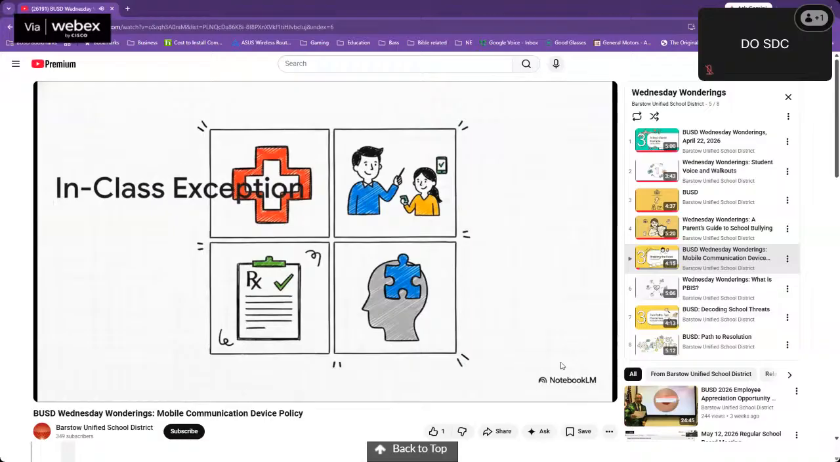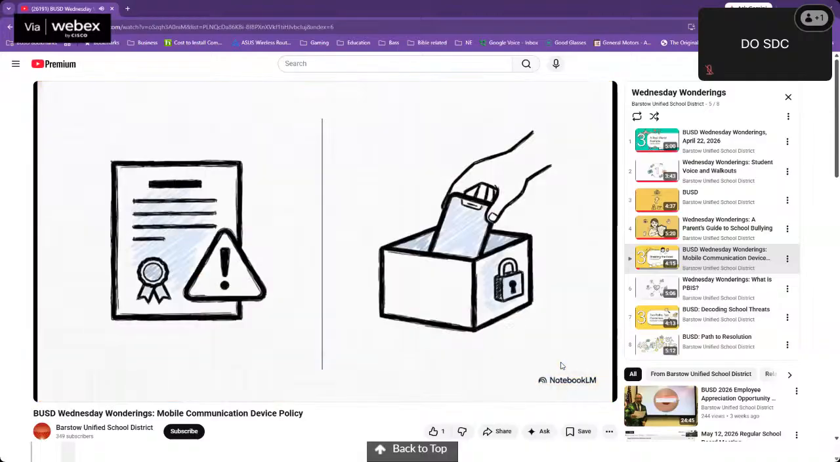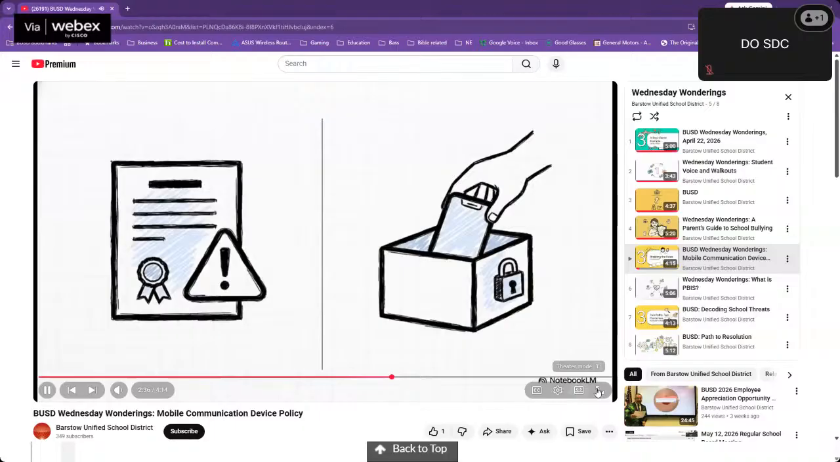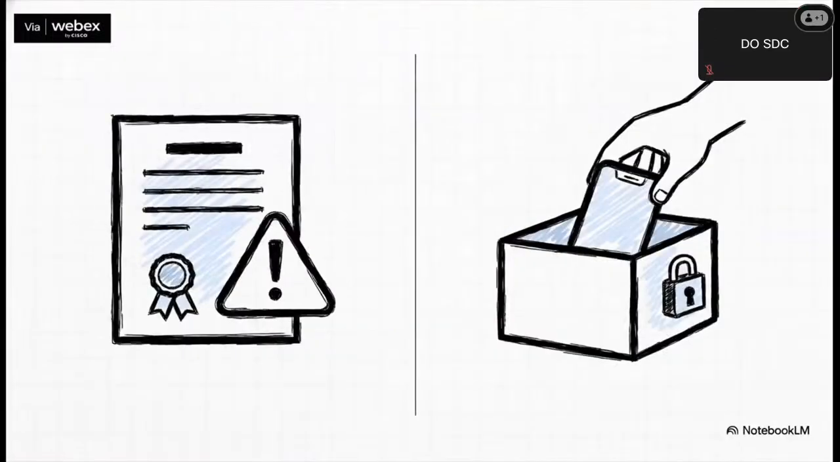Of course, rules are just words on a page without enforcement. So, what happens if a student decides not to follow the policy? Let's take a look at the consequences. It really boils down to two main things. First, the student could face disciplinary action. And second, a staff member can temporarily confiscate the device. Now, it's really important to know that if your device is taken, the policy says it will be stored securely until it can be returned.